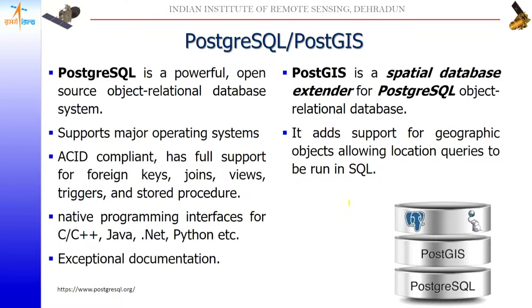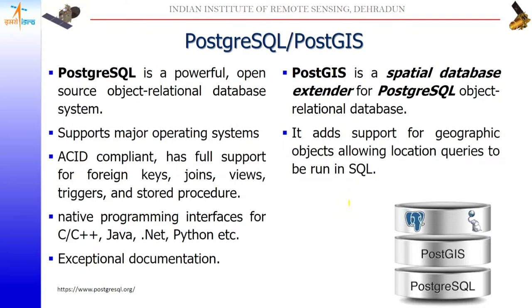PostgreSQL, also called Postgres, is an object relational database system, and it is available on all the major operating systems like Linux, Windows, and so on. It is fully ACID compliant, which is a very important property. ACID stands for atomicity, consistency, isolation, and durability, and it supports the basic functionality required in databases, which are support for primary key, foreign key, the concept of joins, the concept of views, triggers, and stored procedures.